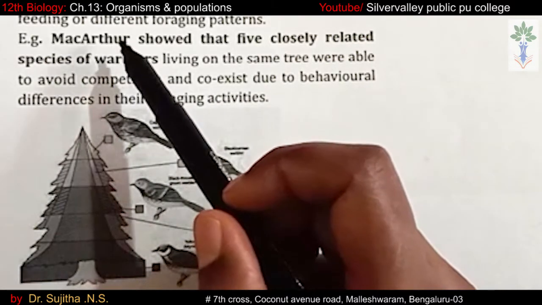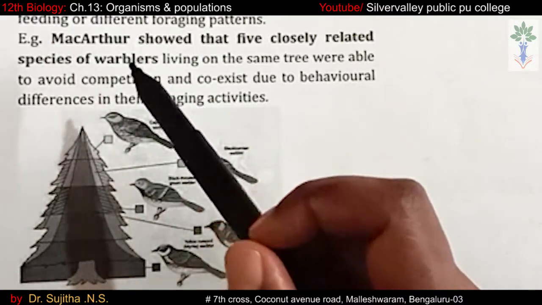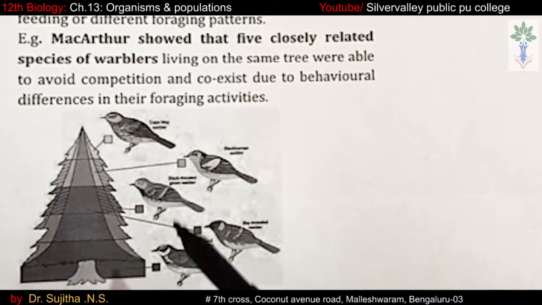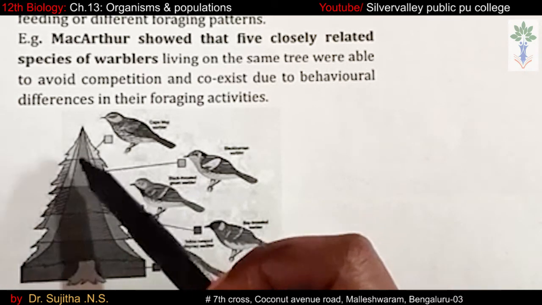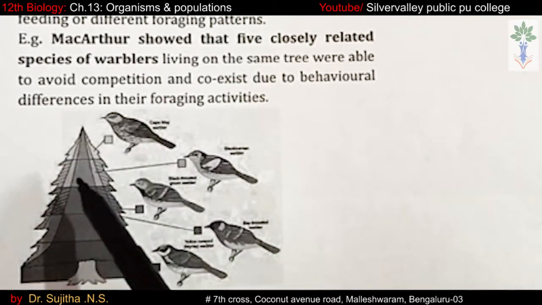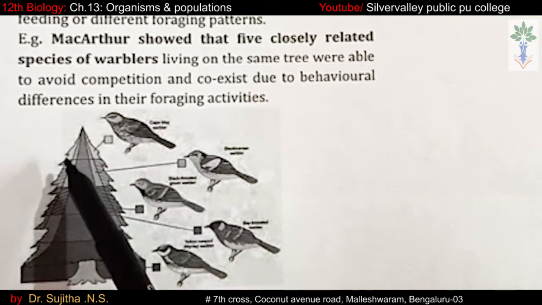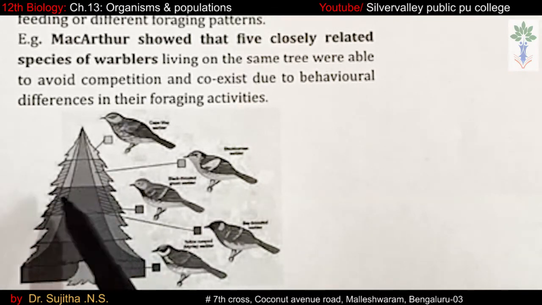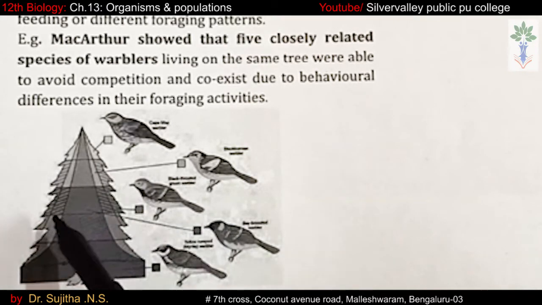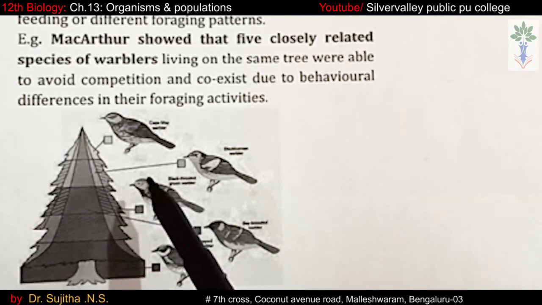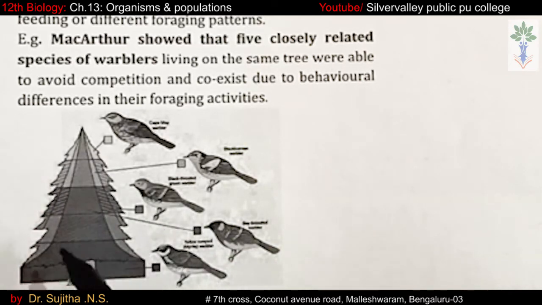MacArthur is the name of the scientist, and he showed that there were five closely related species of warblers, and all five warblers occupied the same tree. But each warbler occupied a different part of the tree. For example, this warbler occupied the topmost position of the tree. The second warbler occupied the next position. The other warbler occupied the middle part of the tree, and some other warblers occupied the side part of the tree. So in this way, different warblers occupied different parts of the tree.